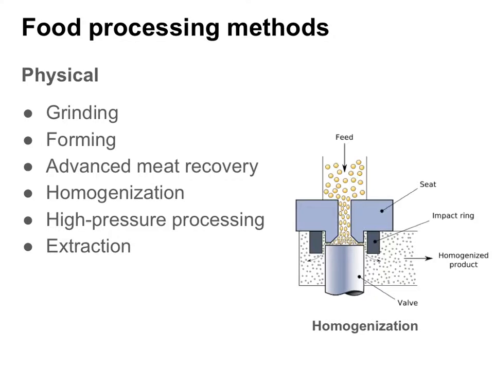The first form of food processing is physical. This includes grinding, forming, advanced meat recovery, homogenization, high-pressure processing, and extraction. These methods use pressure and force to yield a desired change in the food. At a macro level, a beef carcass could be divided into smaller portions, or cheese could be shredded, or at a microscopic level, food particles can be broken down into even smaller pieces. Physical methods of food processing can also include changing the shape and texture of the food.